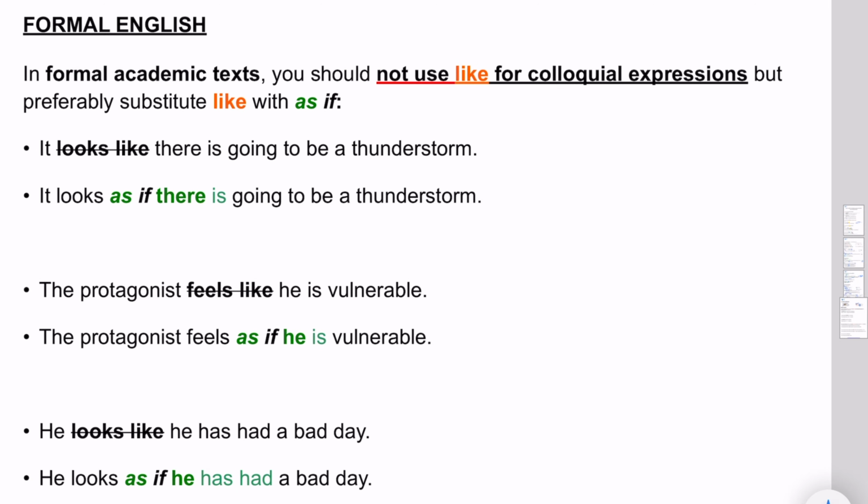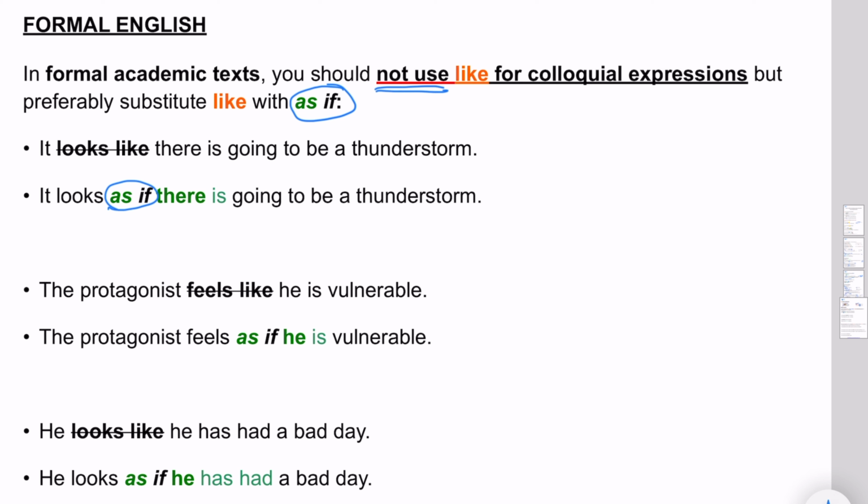Now, in formal English, particularly if you're writing in formal English, you should not use like for colloquial expressions. Absolutely not. You should substitute it with as if. So you can't say it looks like there's going to be a thunderstorm. That's a very colloquial expression. You should say it looks as if there's going to be a thunderstorm.